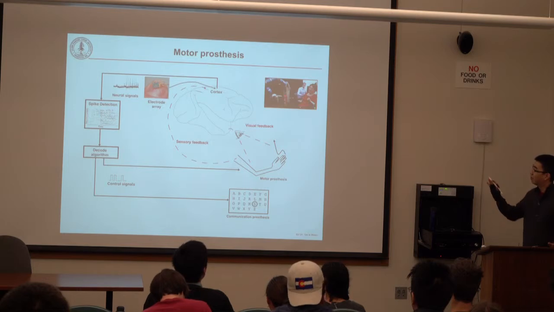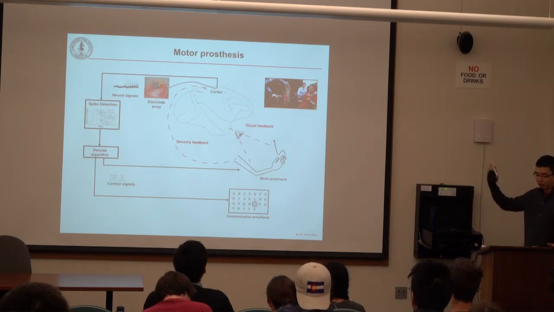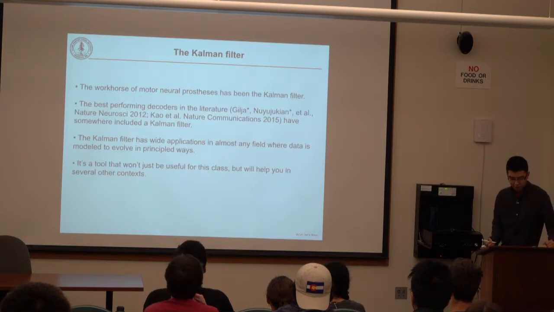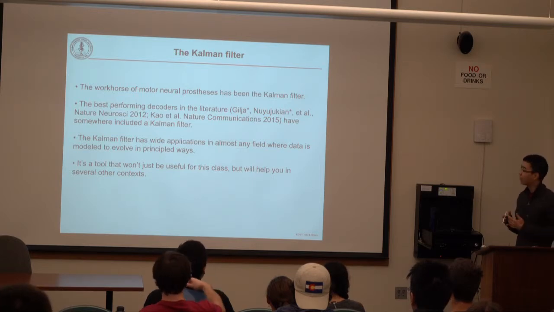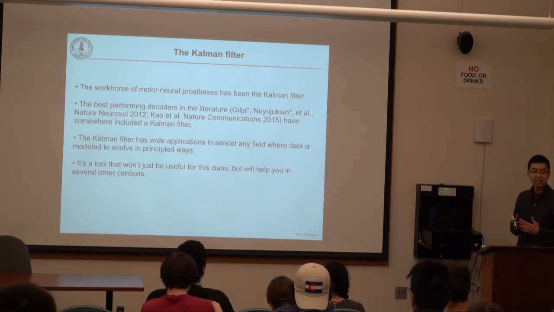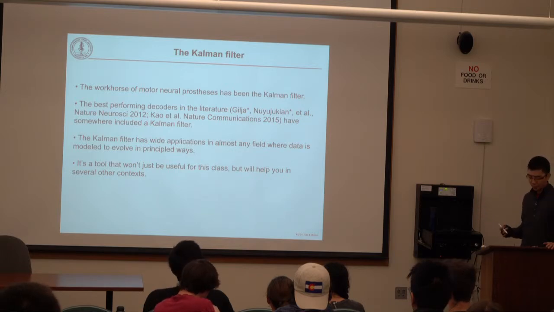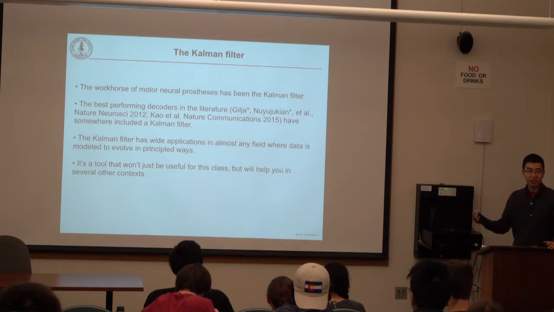So first, we have our block diagram of our motor prosthesis. And just to come back to a high level, again, we're just going to be working on decoding the movements of a motor prosthesis. So a few notes on the Kalman filter. The Kalman filter has been sort of the workhorse for motor neural prostheses since 2009. The best performing decoders in the literature have somewhere included a Kalman filter.